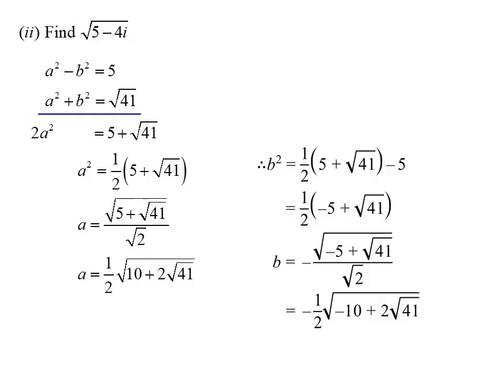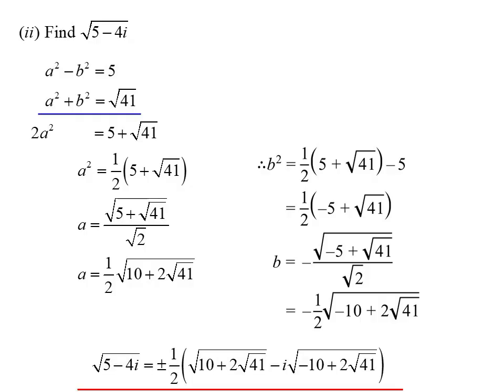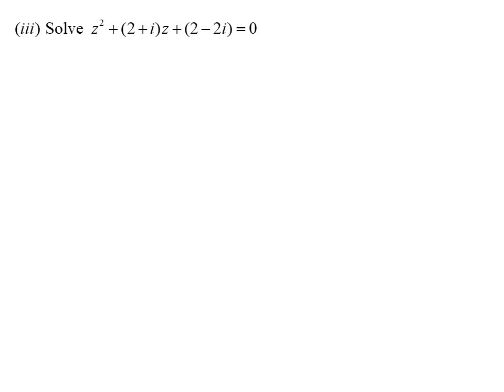Substitute back in to work out b squared, and b ends up being, oh look, the imaginary part is negative, so b is negative. Different to the a. So I get a half the square root of negative 10 plus 2 root 41, meaning my final answer for the square root of 5 minus 4i is this beautiful expression, plus or minus a half, root 10 plus 2 root 41 minus i, root negative 10 plus 2 root 41. There are some people that would freak out at that sort of answer, but it's just a number. Let's solve this quadratic then.